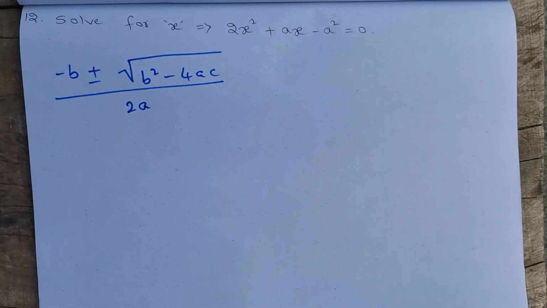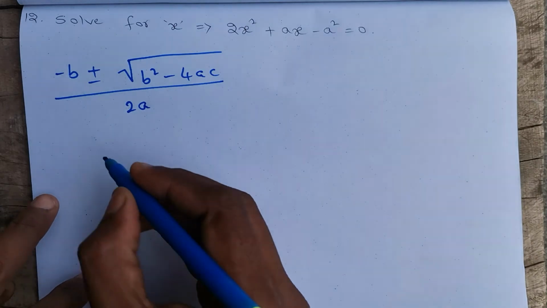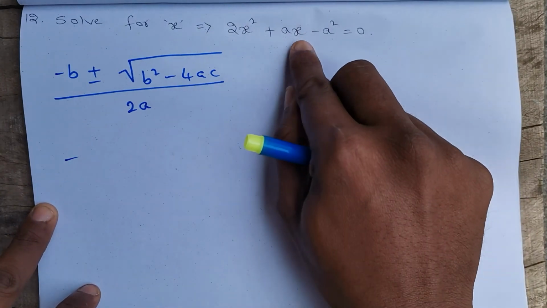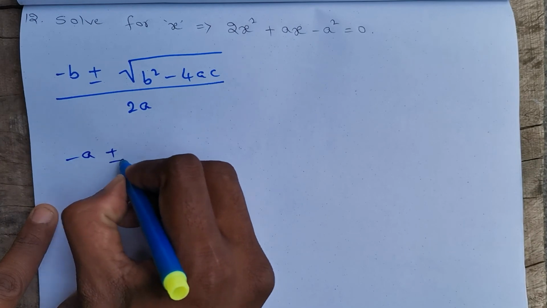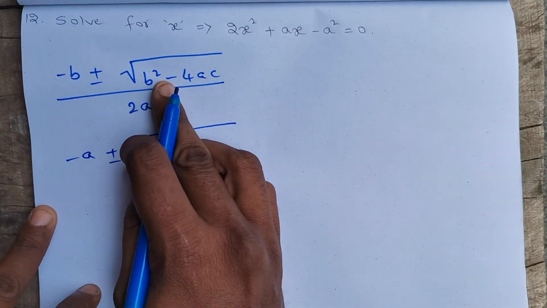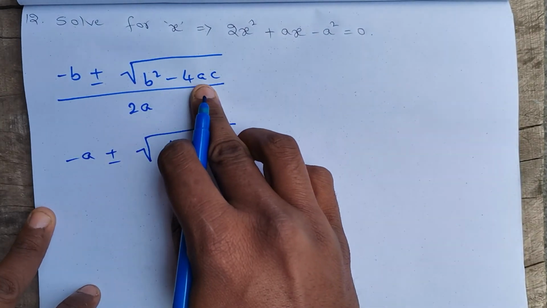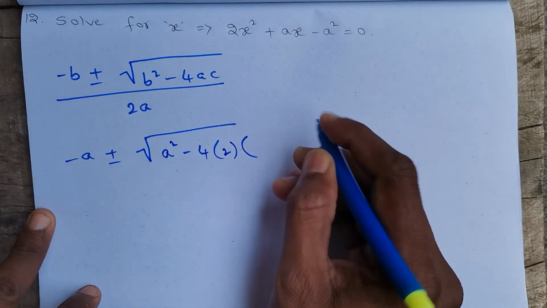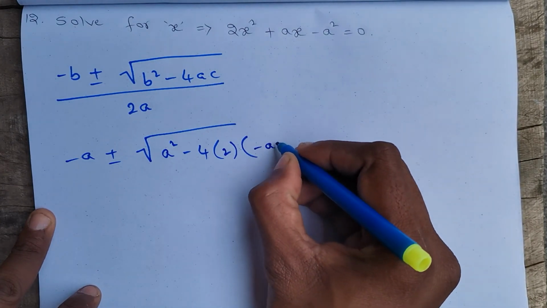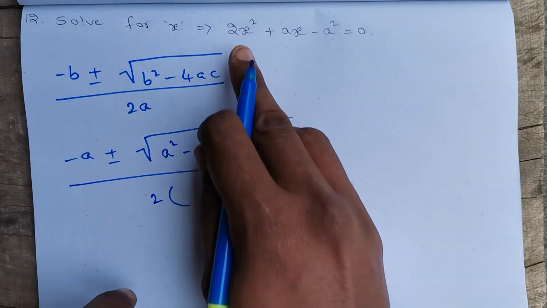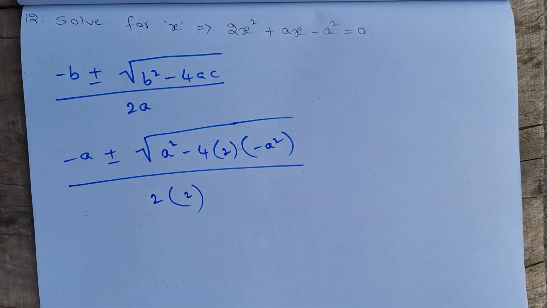Always we need to go with the easier method, because they didn't mention anything in the question to solve it by a particular method. So it's very easy then. Now minus as it is. What is the b value? The x coefficient. Here the x coefficient is a. Plus or minus under root b square, b value x coefficient a, square, minus 4 into a, the x square coefficient 2, into c, the constant minus a square, whole divided by 2 into the x square coefficient 2.